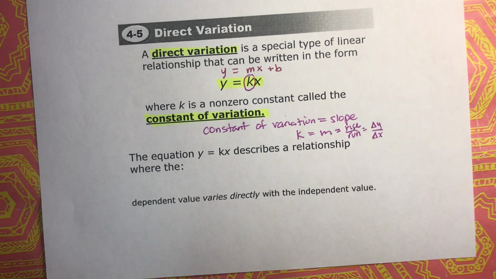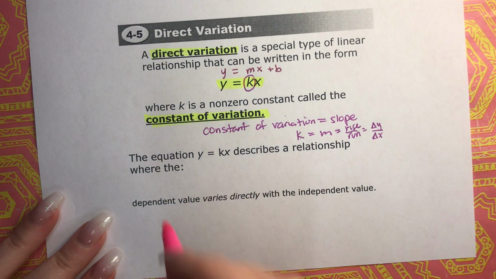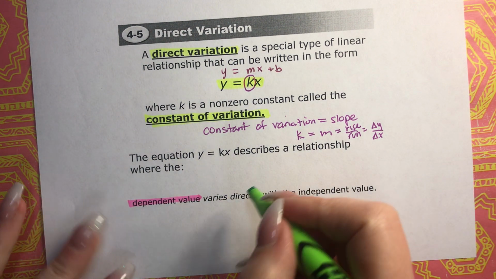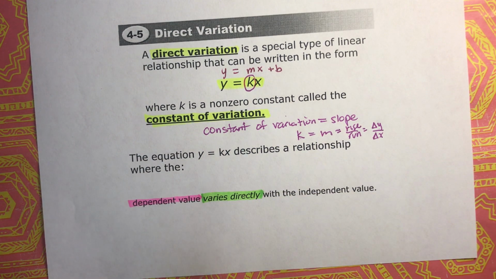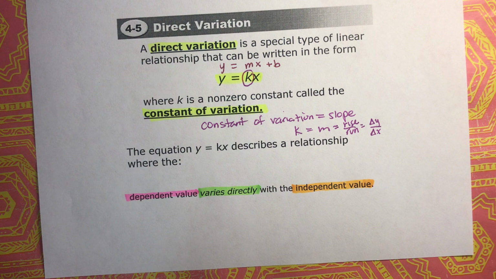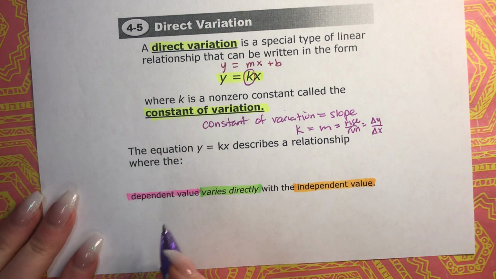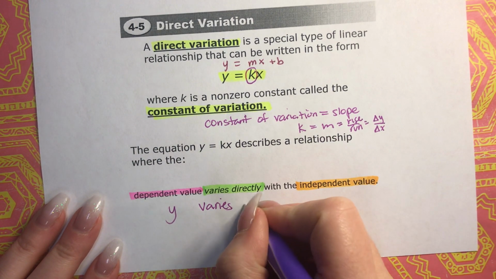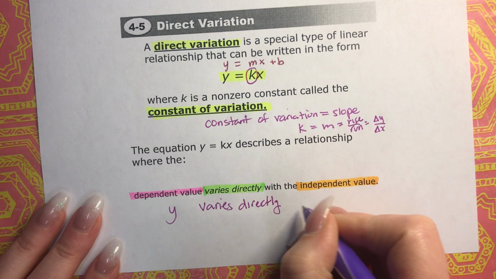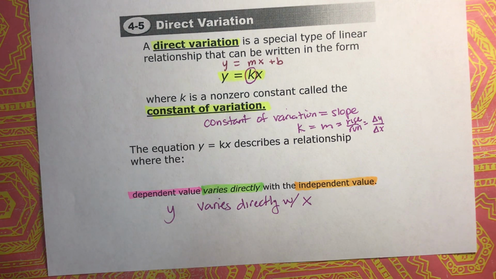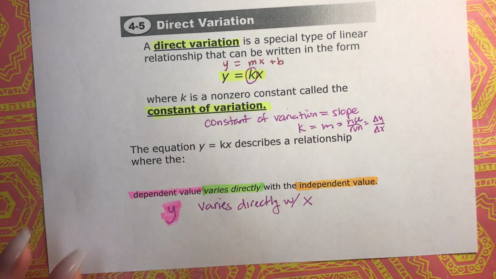And the equation y equals kx describes a relationship where the dependent variable, this is really super important, the dependent value, and these are super important words, varies directly with the independent value. Otherwise, what this means is that the dependent value, what's the dependent value? It's y, varies directly with the independent value, which is x. So y varies directly with x.